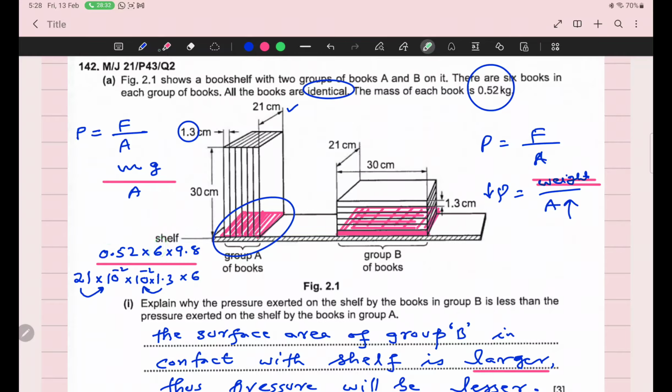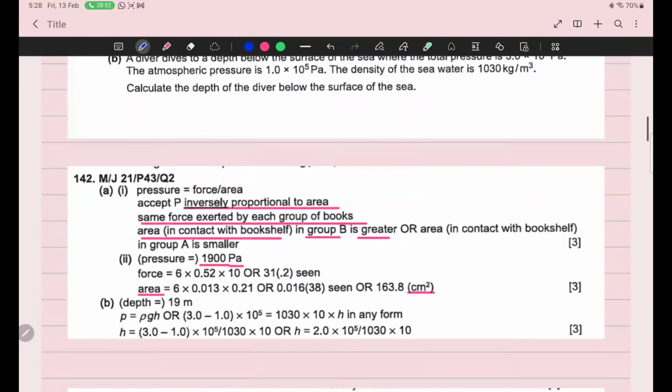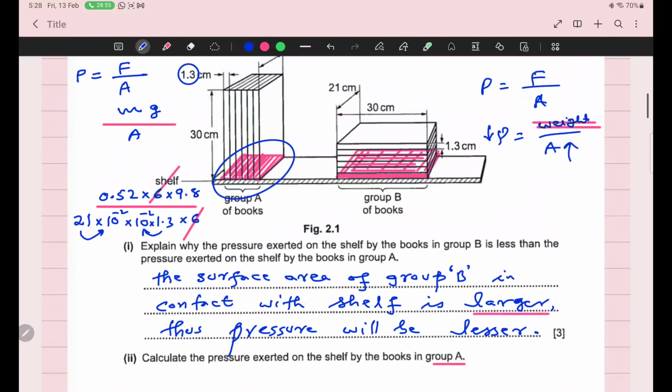Gravity is 9.8. And it is quite interesting, this 6 cancels out with this 6. So you can cancel out 6 as well. The total mass is multiplied with 6 in the denominator 21 into 1.3, but there are 6 books, so it is multiplied with 6. Now if you solve by calculator, I think the answer will be 1900. You can check. Is it 1900 Pascal? Okay, it is 1900 Pascal. So this question is completed.